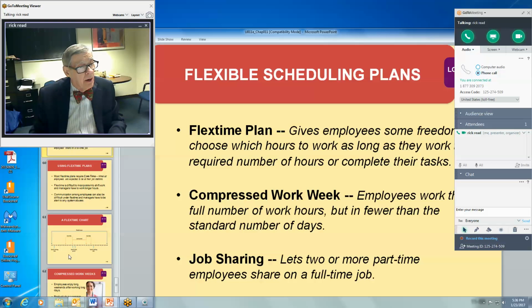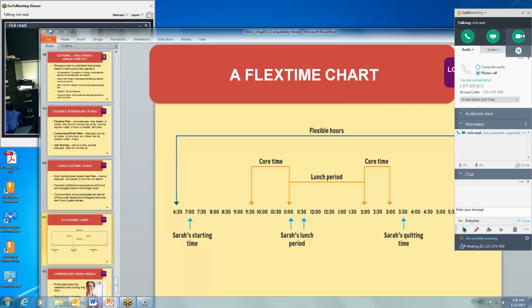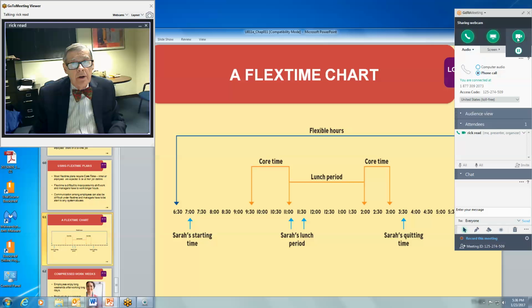This is a flex time chart. You'll notice here that somebody can start at 6:30 and leave at 3:30, but he or she has to be at work during the core time at his or her workstation. Core time is considered 9:30 to 11, and then again from 2 to 3. Those are core work hours.